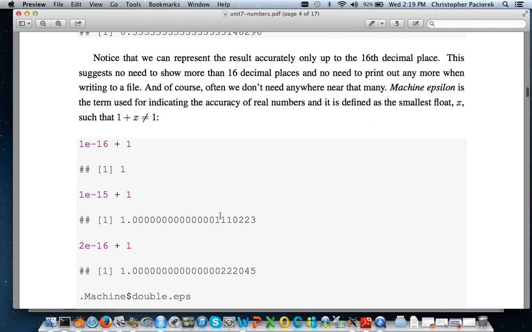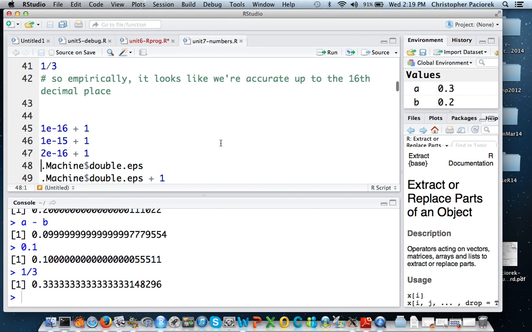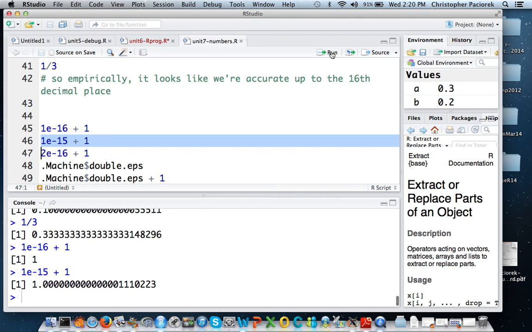And so if we go back to R and do this, here's what we see. If we add 1 times 10 to the minus 16 to 1, it just says, oh, that's just 1. So that starts to get at this question of how accurate can we be on the computer. Well, if I take a number that's this small and try and add it to 1, I'm not going to actually get an accurate answer that's any different than the number I started with. But if I do this with 1 times 10 to the minus 15, I do indeed get something different. This 1 is actually in the 15th position.